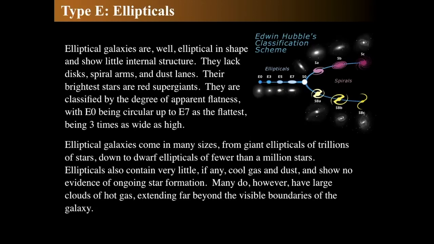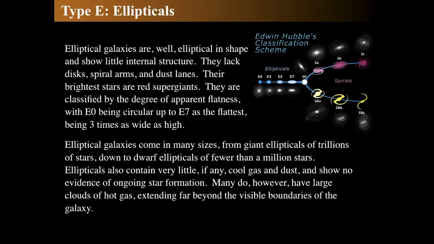Ellipticals come in huge size differences, from some with trillions of stars down to tiny little dwarfs with only a few million stars, which is smaller than some globular clusters. They also contain no cool gas or dust and show no evidence of star formation. Ellipticals do, however, tend to have really large clouds of extraordinarily hot gas emitting in X-rays that extend far beyond where you can see.